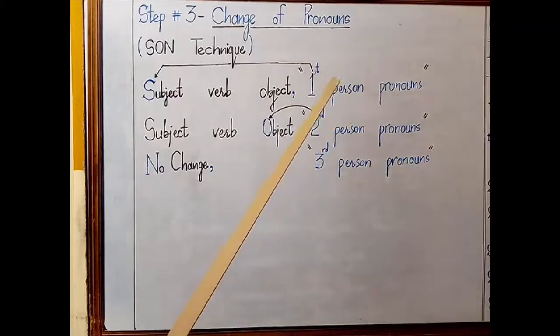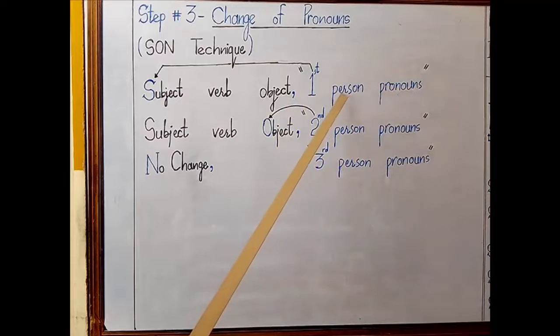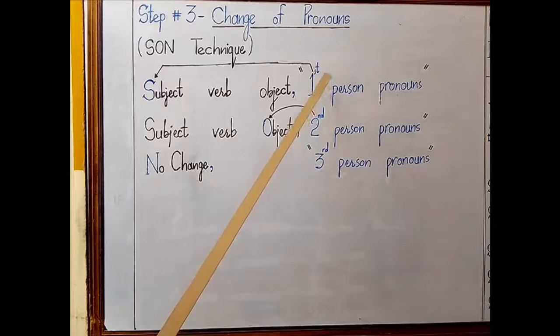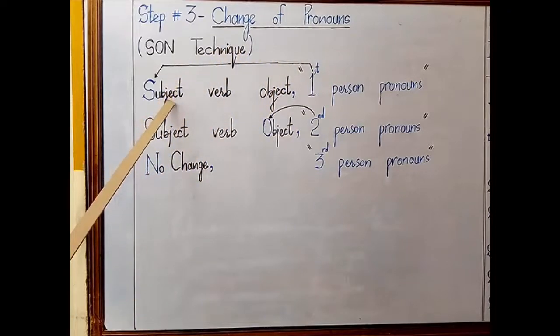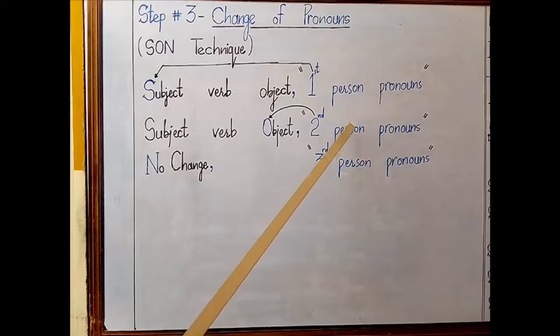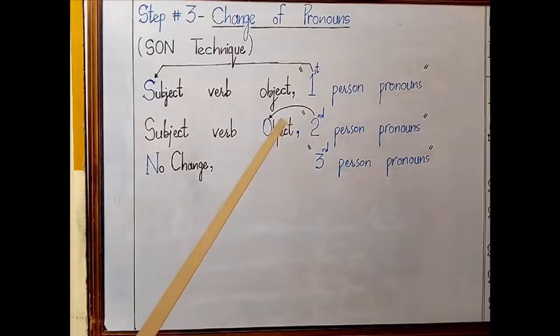So if you have any pronoun here inside the inverted commas, you will see that if there is a first person pronoun, either in subject case or in object case, you change this first person pronoun from the subject of the reporting speech. And if you have a second person pronoun inside the inverted commas, you change the second person pronoun from the object of reporting speech.